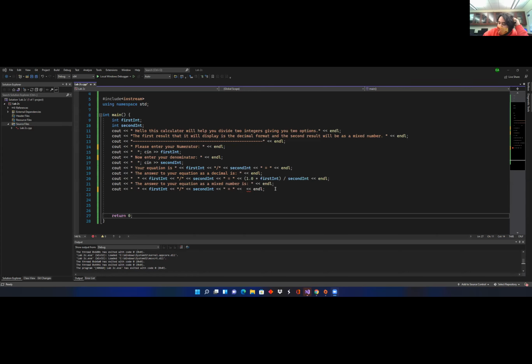Yeah, 6.75. So if you just did integer division, you would just get 6. So that's going to be the whole number part of your mixed number. So by integer division, you just mean like first integer divided by second integer, right? Right. Okay, cool. So that'll give you your first number.